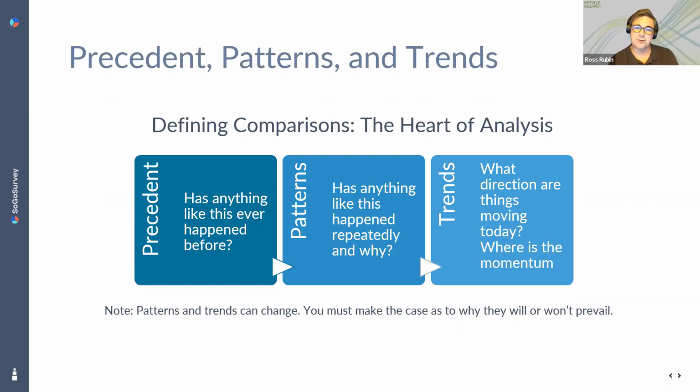But I like to think in terms of three main ways of thinking about events and the progression of events. There is precedent, which is essentially, has anything like this ever happened before, right? Because if something is unprecedented, that really means we are in new territory. We talked about our employee satisfaction survey earlier.